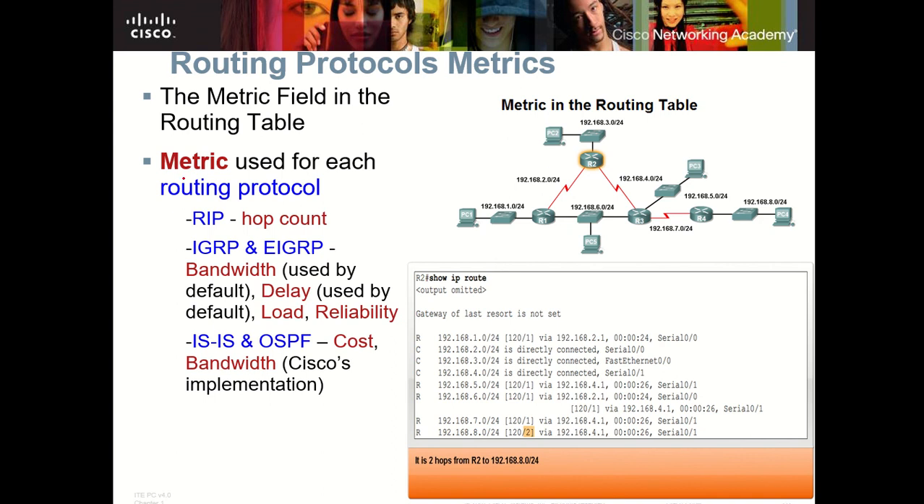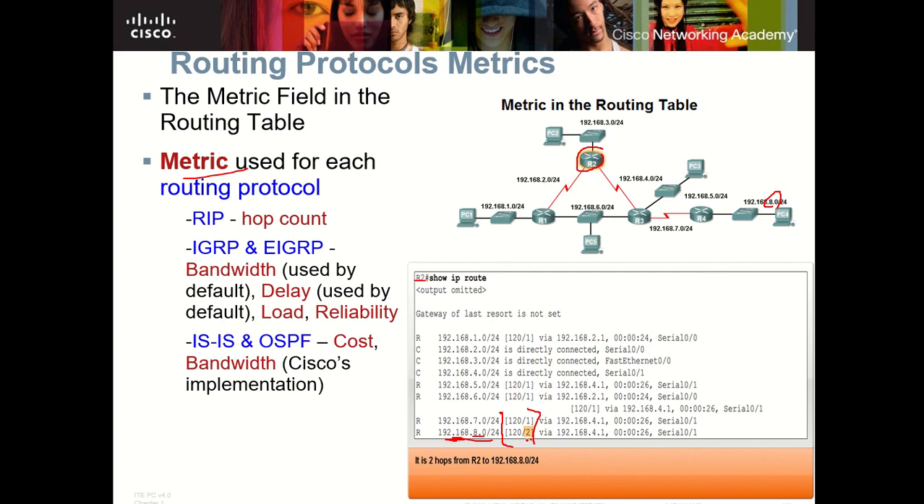Okay, so we can see the metric in the routing table. If you look at it, there are two numbers in the square bracket part. So that second column conforms to the metric used by this route for this network to reach where it is headed. So, this is on R2. And if I go to 8.0, take note that on R2, if the packet wants to reach the network 8.0, the metric is 2.